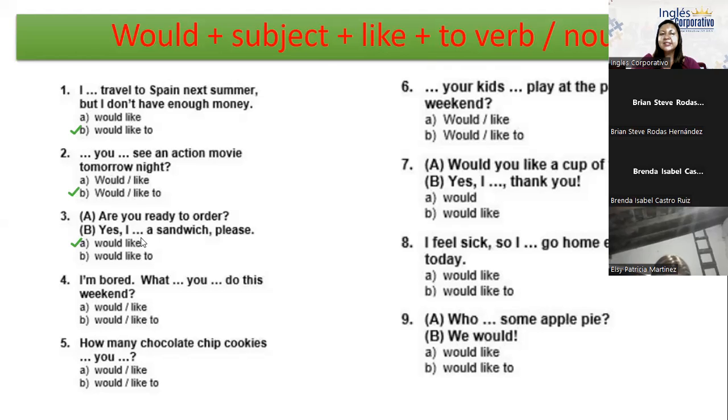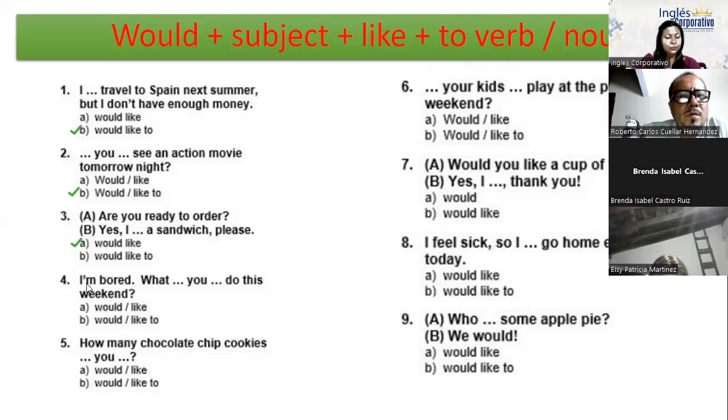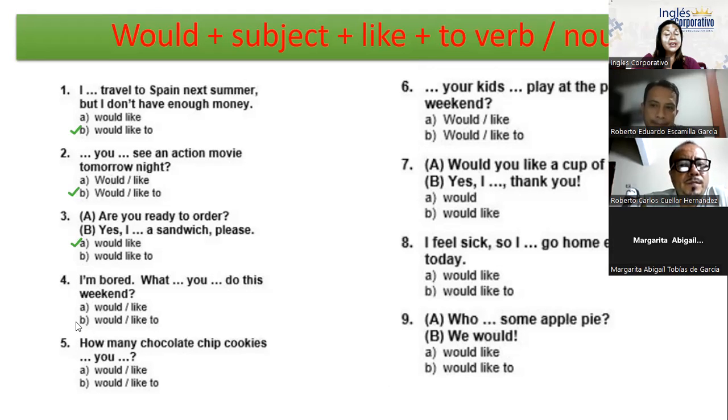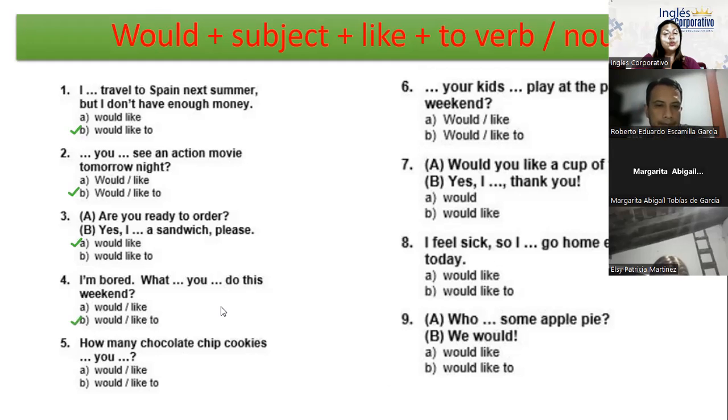So in this case, we have a noun, not an action. We have a noun, a sandwich. Number four, I'm bored. What would you like to do this weekend? Letter B. What would you like to do this weekend?